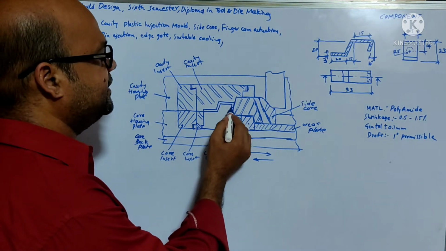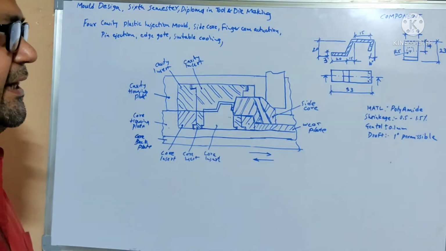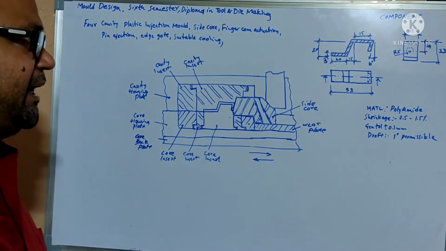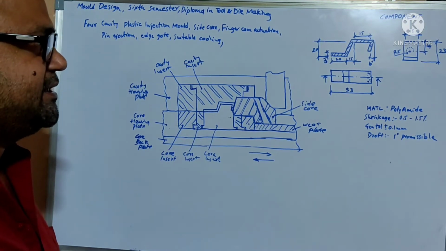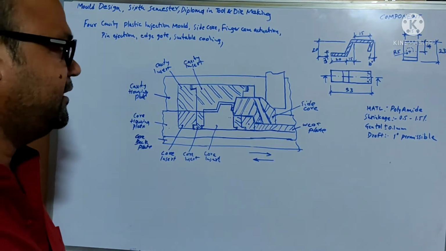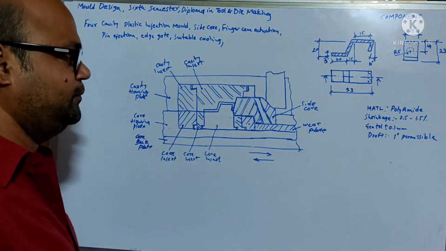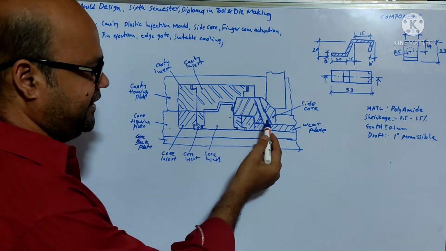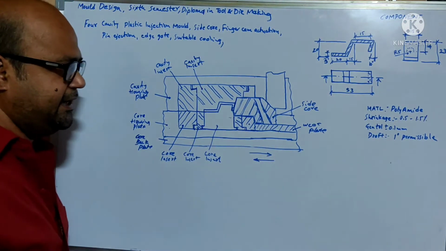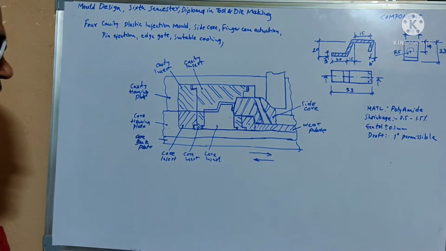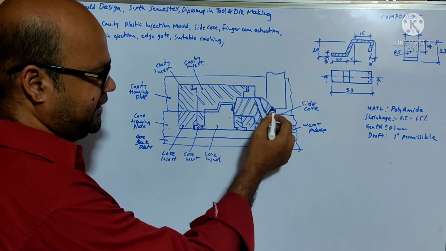The side core has the boss or the projection by which the component will get the mark where the depression or the recess is there. You are observing this one, half circle hole. When the finger cam actuates and makes the side core come inside, the locking is done by the wedge.